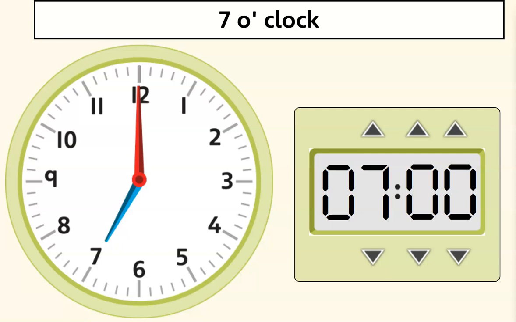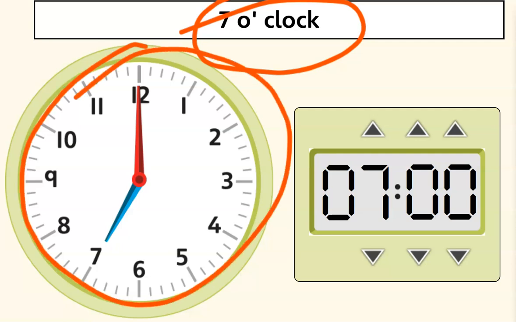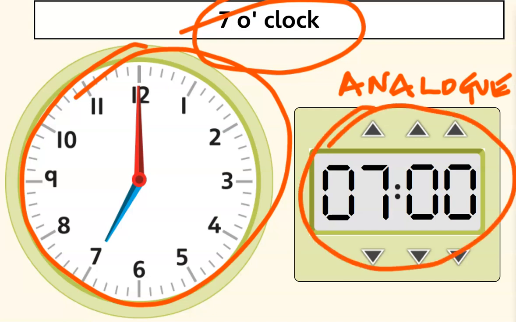Okay, well, welcome to this revision session on telling the time. So, essentially we have three clocks here. We have the words, 7 o'clock. We have an analog clock, analog, which means it has hands. And we have a digital clock, and digital has digits.